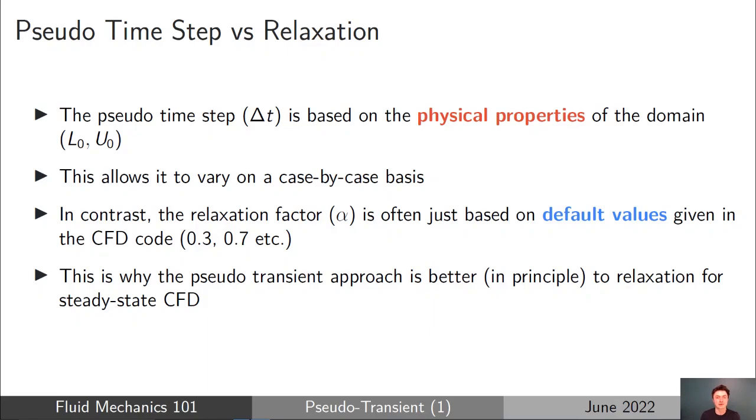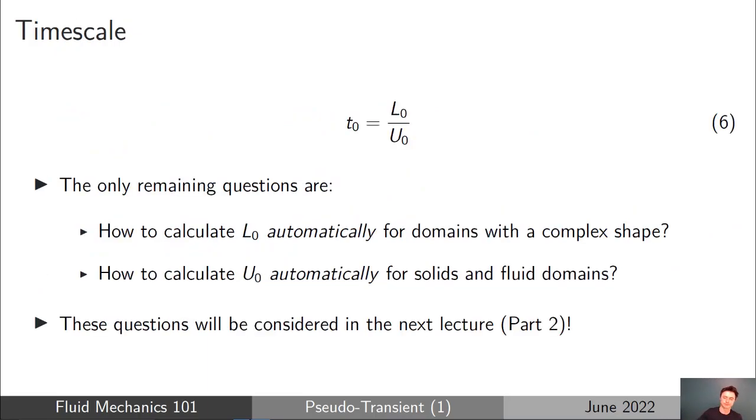And this is very different to the relaxation approach, where we may, for example, just specify a value of alpha of 0.7, and that would be the same in the concrete and the air. And this is just one of the many reasons why the pseudo-transient approach is better in principle to relaxation when you're wanting to achieve that steady state solution.